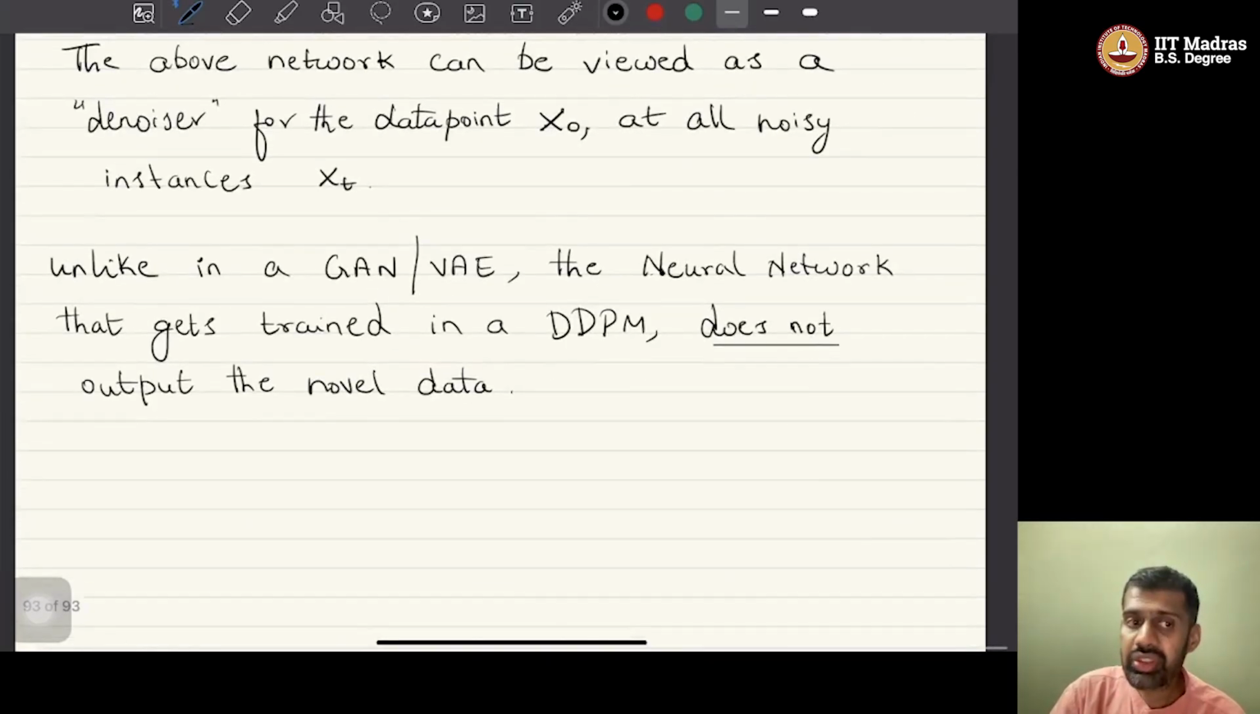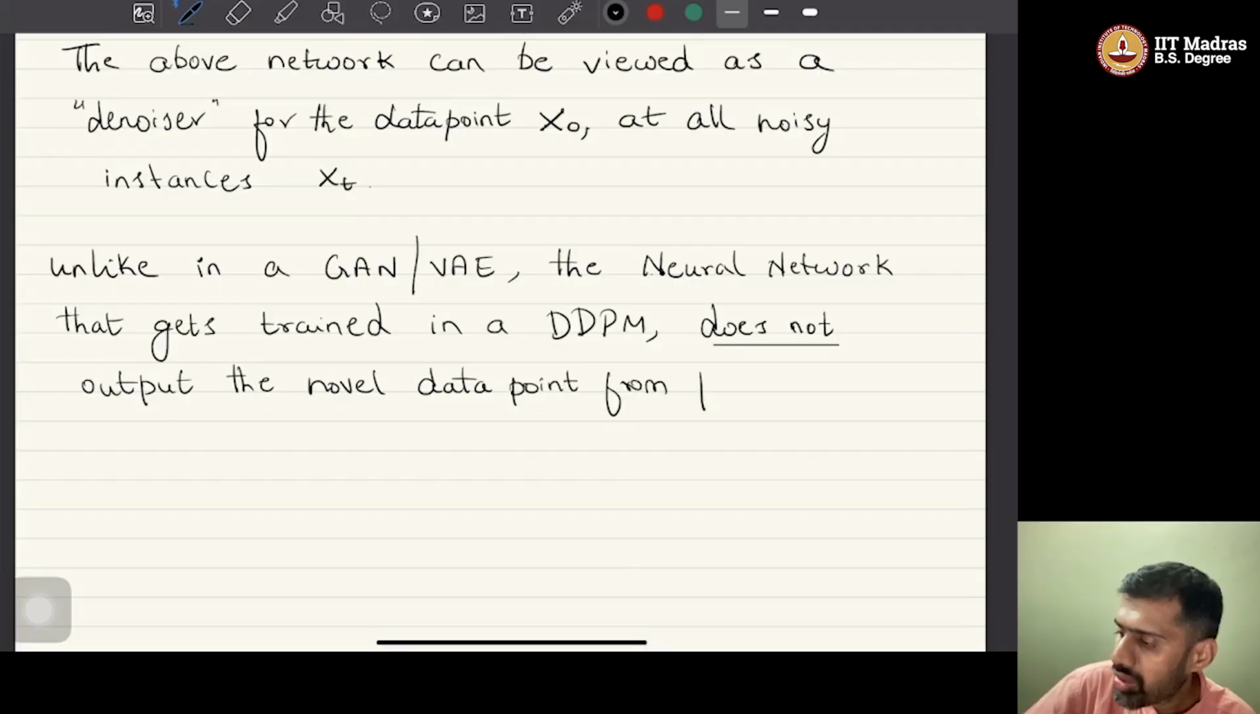In a GAN, post training, all you need to do is sample a point from the normal distribution, give it to the generator, and it gives you a point from the distribution of interest. In a VAE, the same thing happens with the decoder. Here, the neural network that is being trained will not give us a novel data point from the distribution that we are modeling, Px0, which is the true data distribution. Then the question is, how do we sample from a DDPM? We will see that in a while.